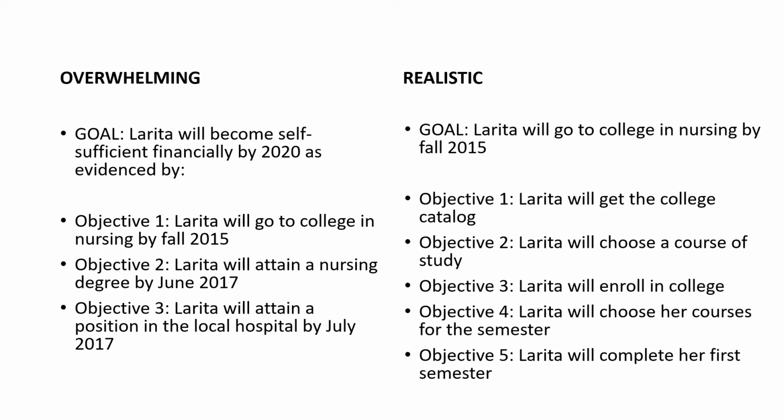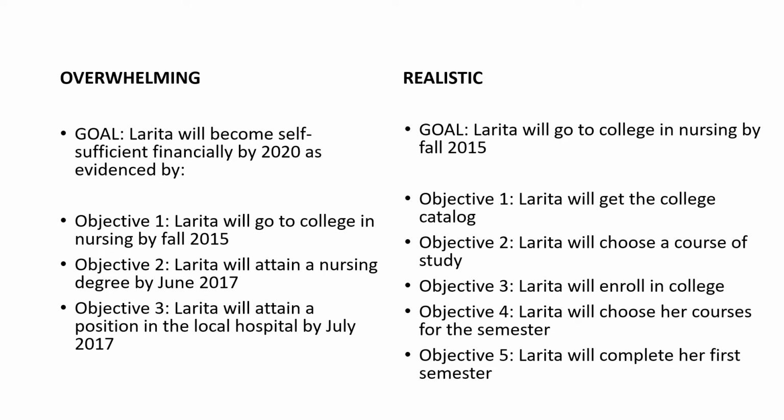Overwhelming would be: Goal, Larita will become self-sufficient financially by 2020 as evidenced by: Objective 1, Larita will go to college in nursing by fall of 2015. Objective 2, Larita will attain a nursing degree by 2017. And then objective 3, Larita will attain a position in the local hospital by July 2017. That's really cutting it close with everything, right? So instead, we want to make it a little bit more realistic.